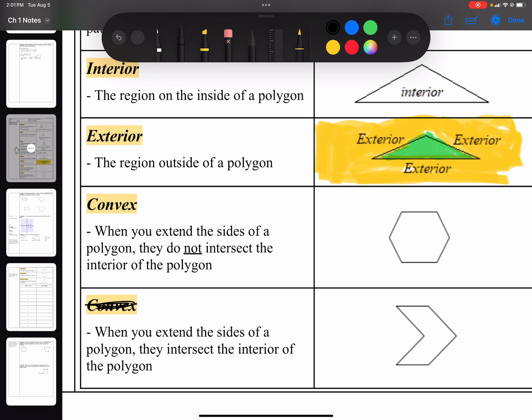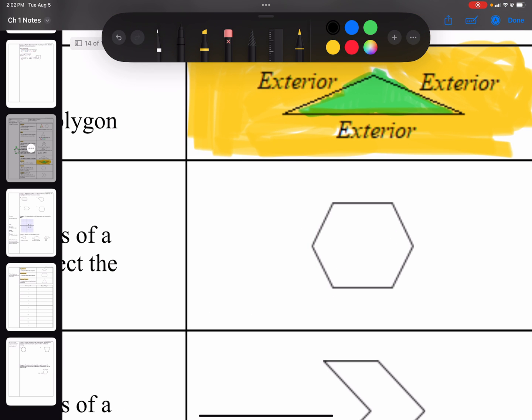Now, we have convex polygons and we have concave polygons. This is a typo right here. This should say concave. All right, so first is convex. Here's how to know if something's convex. Do a little experiment. What if I took this side and I extended it?